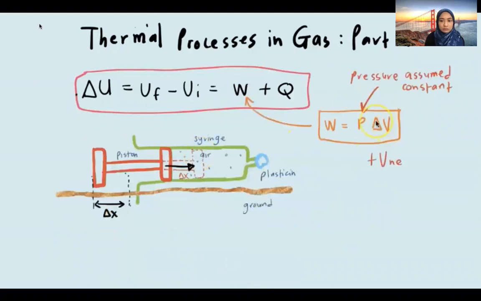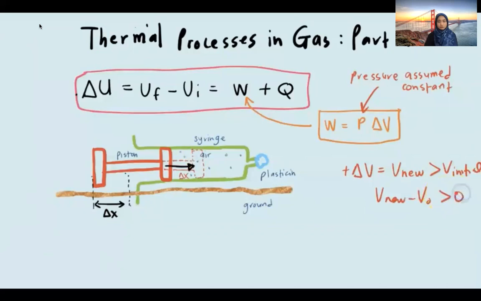Okay, so now let's talk about what happens when delta V is positive and when delta V is negative. When delta V is positive, we are expecting that V new must be greater than V initial, right? Because V new minus V naught, or V initial, would be greater than 0. So that is positive. And a negative delta V is when V new is less than V initial, or V new minus V naught, and the answer is less than 0.